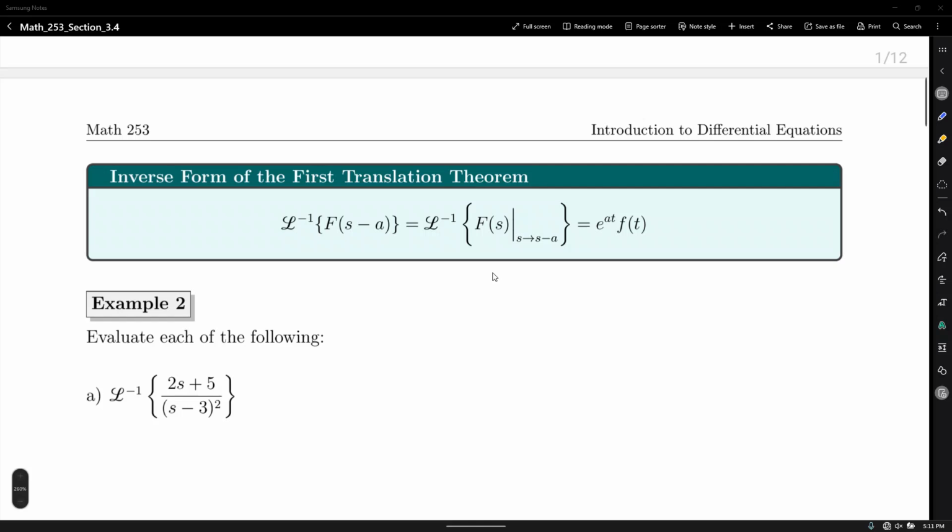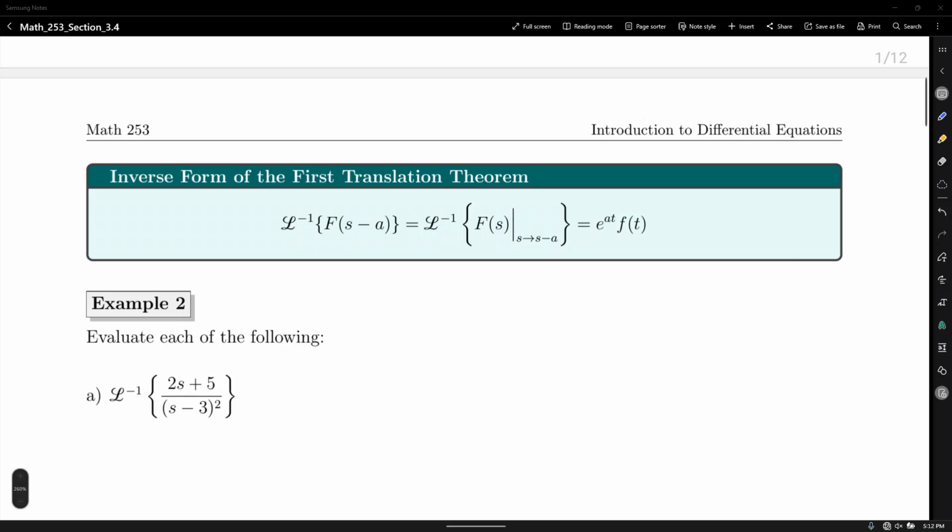So the inverse form of the translation theorem. Now we're going to transform a function translated or shifted at s minus a. If you want to reverse the notation to say s going to s minus a, you can just do that. That's fine. And then simply find the inverse transform of the function you have over there. And in the end, just multiply by e to the at, which is the opposite in sign of the translation. All right, that's all we're going to do.